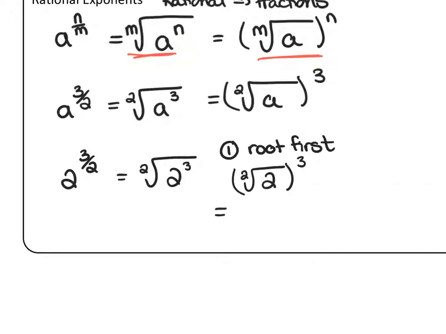So if you find the square root of 2, and I'm going to do it on my calculator, I get 1.4142 to the 3. And then if I actually cube that, I get an answer of 2.8284. So that is the first way to do it. You can take the square root and then cube it.